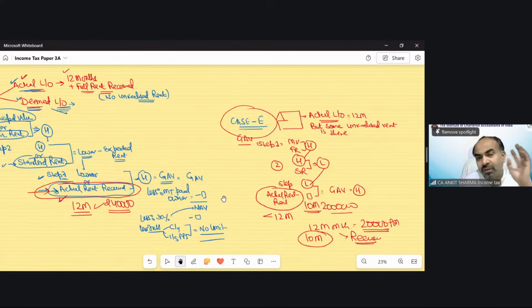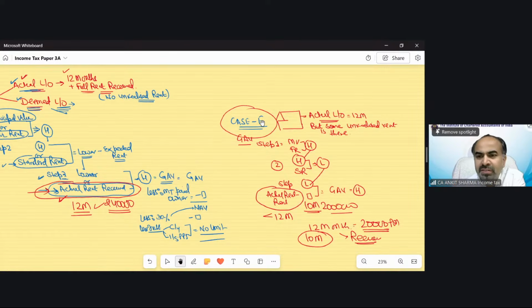D is a case of 12-month let out, 12-month rent received. E case, let out 12 months, but there is unrealized rent. So when there is a question, you would be able to clearly understand what kind of solution I need to do. Interest calculation will remain the same in all. There is no difference in interest calculation, all same case.